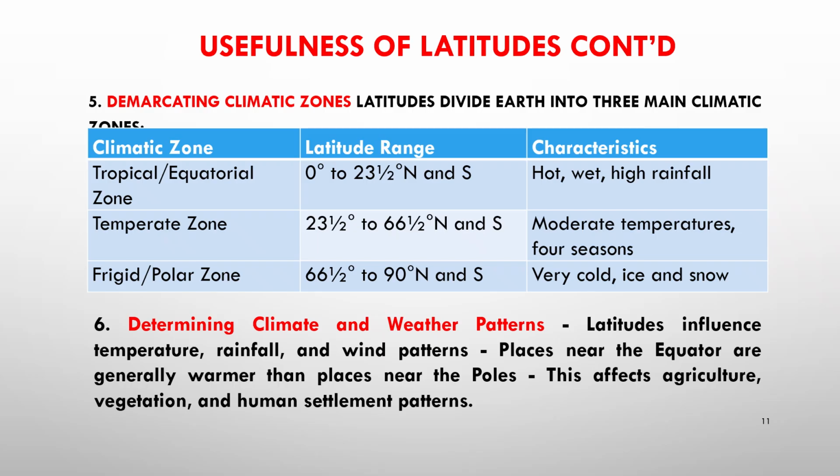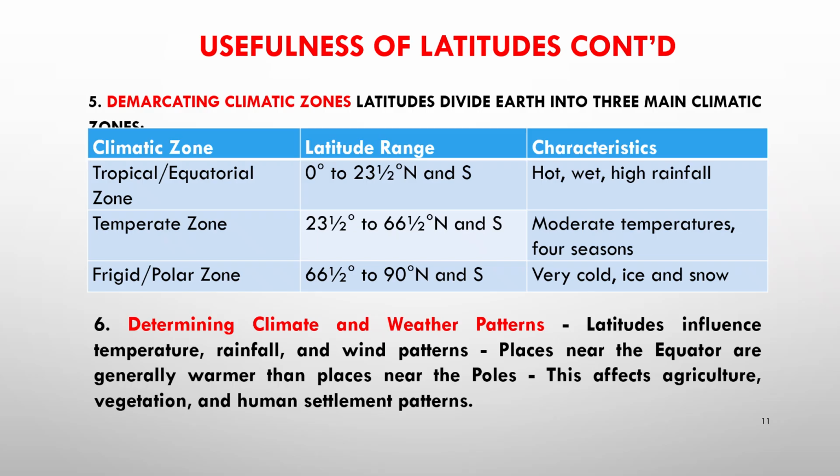It receives the most direct solar radiation because the sun is nearly overhead throughout the year. This intense heat drives the water cycle, resulting in high rainfall and humidity. The tropical zone is home to the world's rainforests, including the Amazon in South America and the Congo rainforest in Africa. It is also home to diverse wildlife and vegetation adapted to hot, wet conditions.